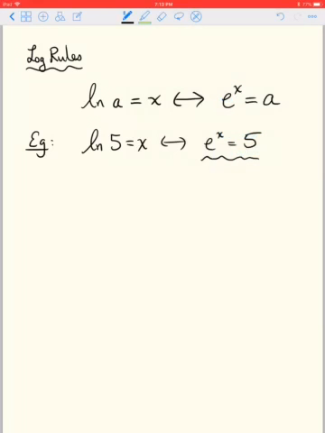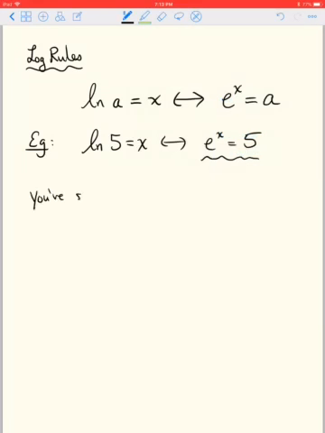Alright, so today I want to make a short video about some log rules. So in class we saw that the natural log of a is equal to some number x, that's really saying the same information as e to the x equals a. So for instance, if I said, what's the number log of 5? That's the same as saying, well, it's the number such that if you do e to that power, you get 5.